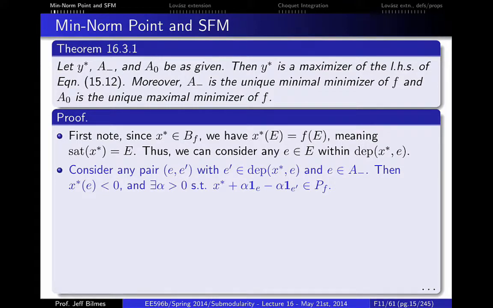Now consider any pair e comma e prime. We're going to choose an e in A minus. A minus is the set of elements corresponding to the negative elements of x star, right? And then choose any e prime in the depth of x star and e, okay? So first of all, we have that x star of e is negative, because we chose e to be in A minus.